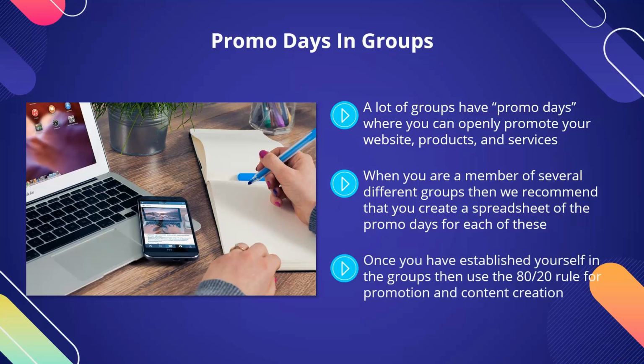Once you have established yourself in the groups, then use the 80-20 rule for promotion and content creation. You want to organize it so that you spend 80% of your time on promoting your content and 20% of your time on new content creation. This will help you to generate the most free traffic.